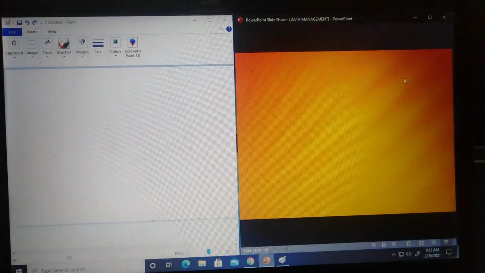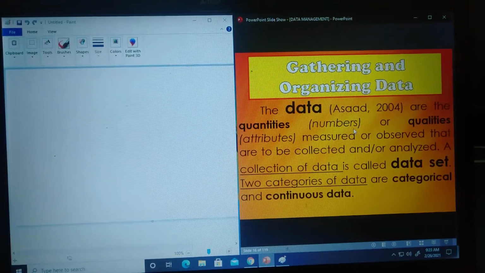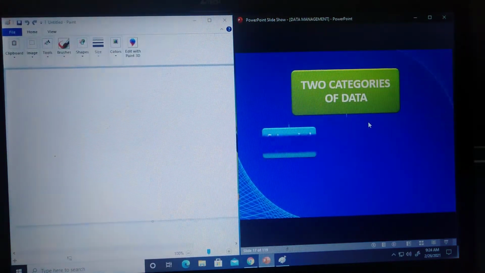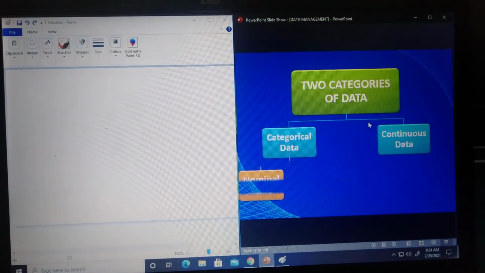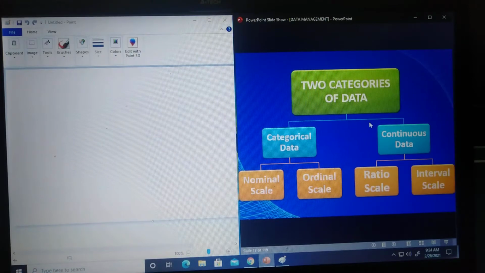And then, organizing and gathering of data. So the data are the quantities. Data are composed of either quantities or qualities. Quantities are numbers, and qualities are the attributes or labels. They are measured and observed to be collected and analyzed. A collection of data is called a data set. We have two categories of data: the categorical and continuous data. Under categorical, we have nominal and ordinal scale. And under continuous data, we have ratio and interval scale.